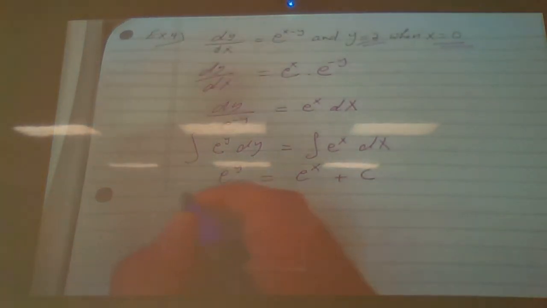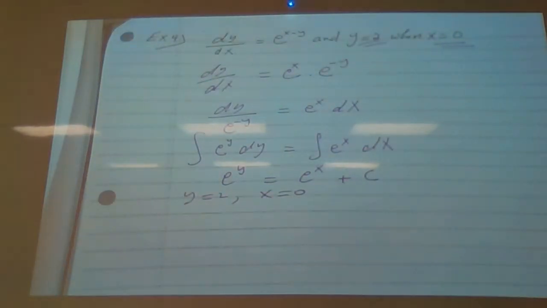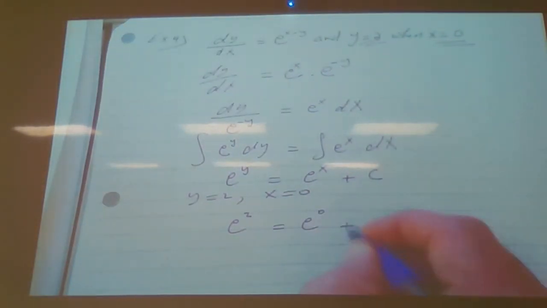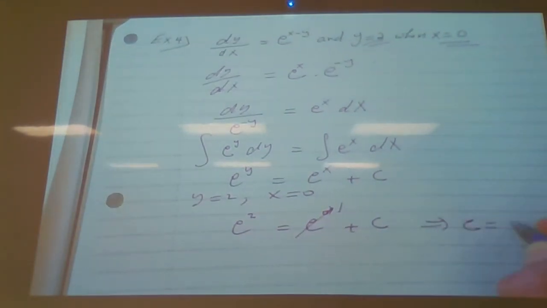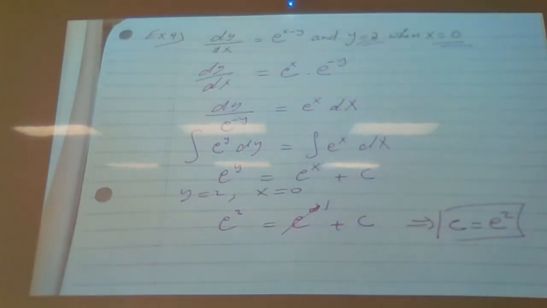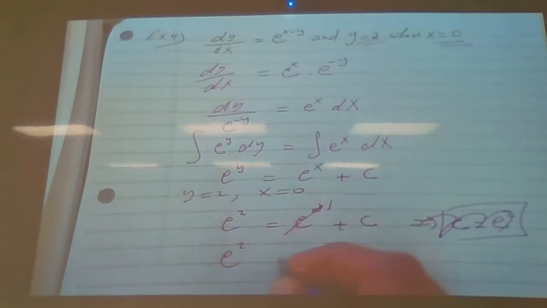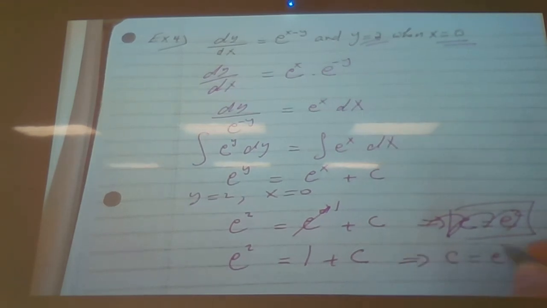Once you integrate, you apply the initial condition, in this case, y equal 2, x equals 0. So I have e to the 2 is equal to e to the 0 plus c. e to the 0 is 1, so c is equal e to the 2. Wait a minute, that's a 1. I went a little too fast. 1 plus c. So c is e to the 2 minus 1. Okay?